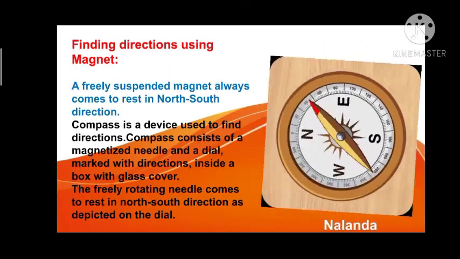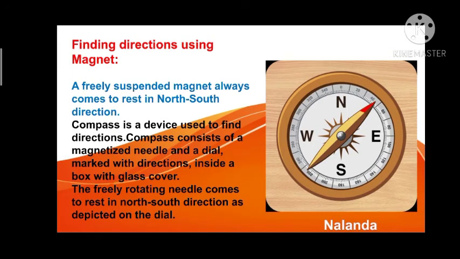Let's see the important application of magnet using the second property. The second property states that a freely suspended magnet will always come to rest in a north and south direction. From ancient times, to identify directions, whenever a person is going to different places, or you're on adventure trips, the magnetic compass was used to find out the directions.